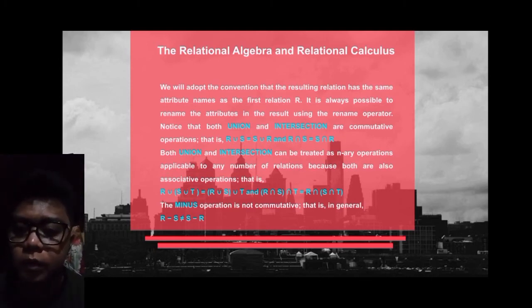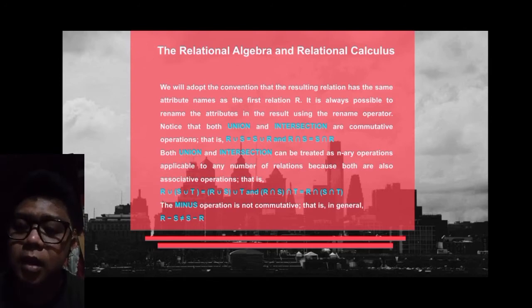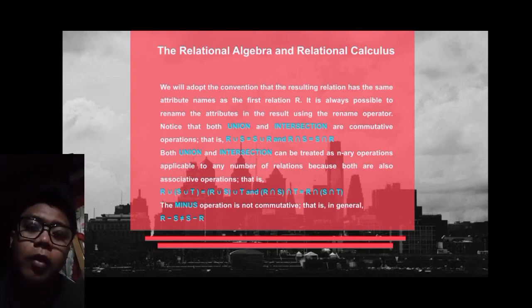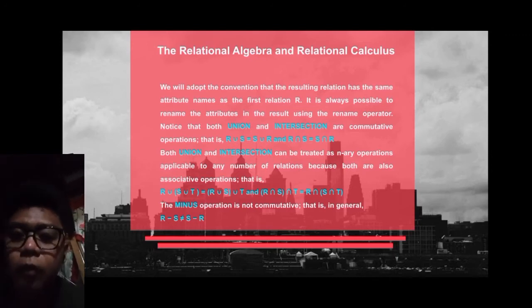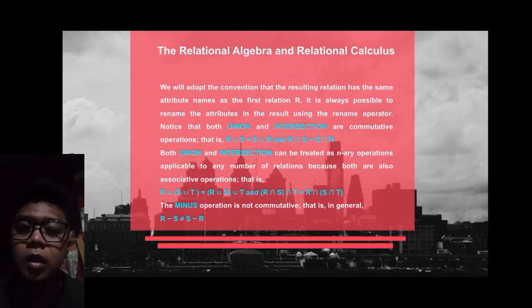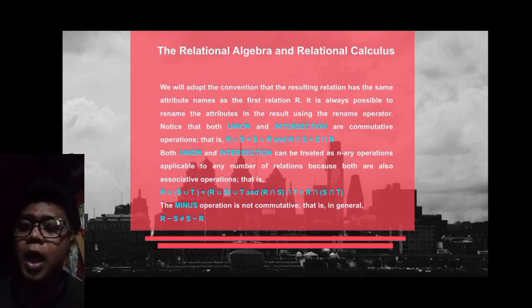Both union and intersection can be treated as n-ary operations, applicable to any number of relations because both are also associative operations. That is, as you can see in the highlighted table below. Now, the minus operation is not commutative. That is, in general, R minus S is not equal to S minus R.